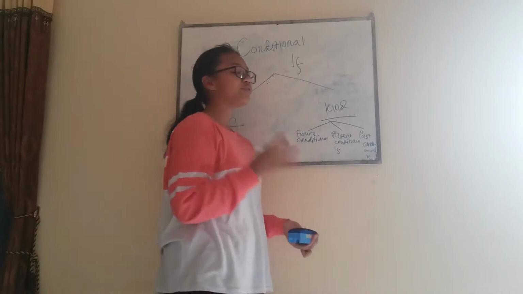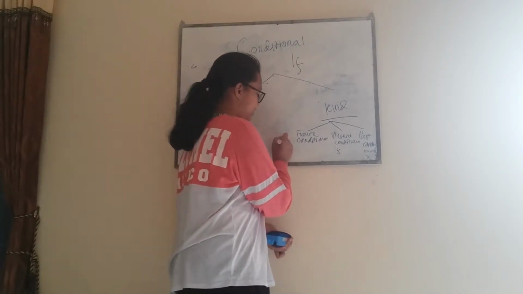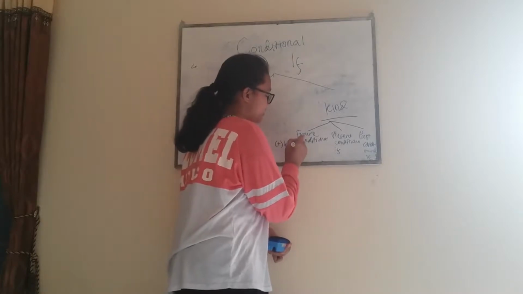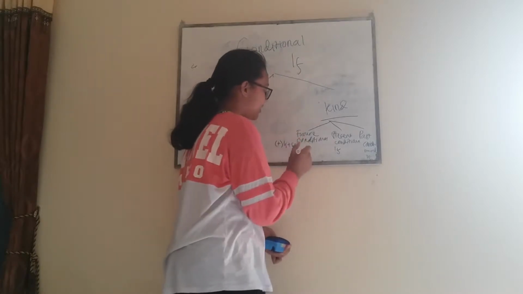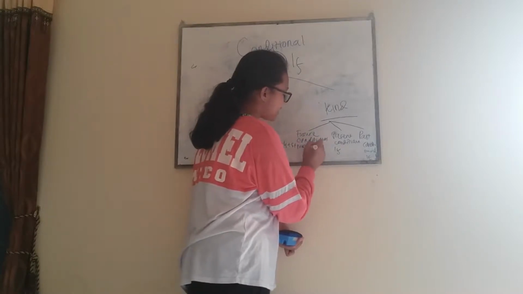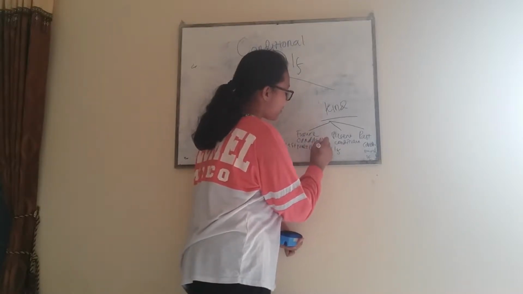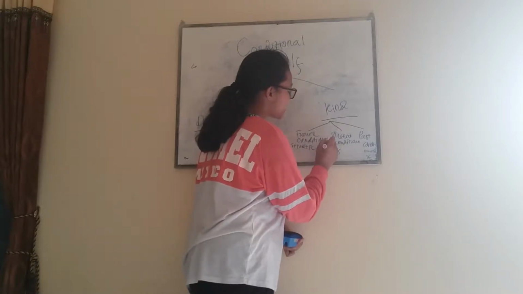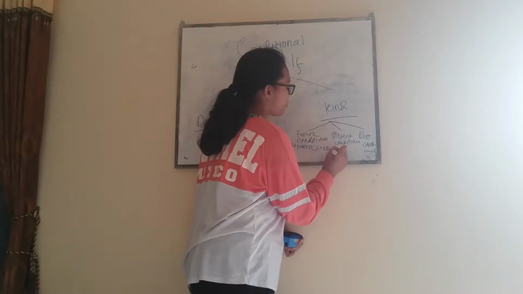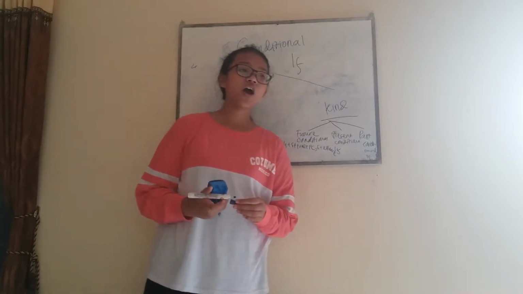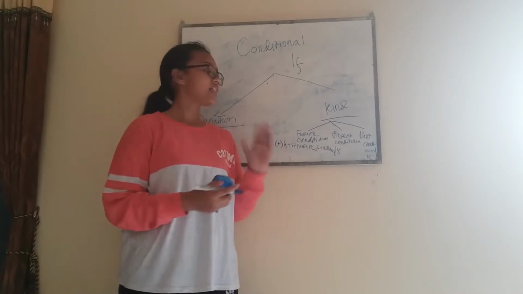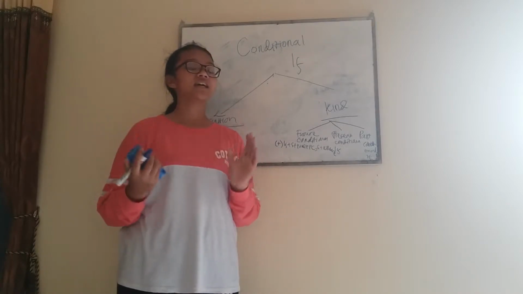The nominal pattern of future conditional if in positive is if plus subject plus to be plus predicate complement, comma, subject plus will plus be plus predicate complement. For the example, if Rini is rich, they will be happy next time.